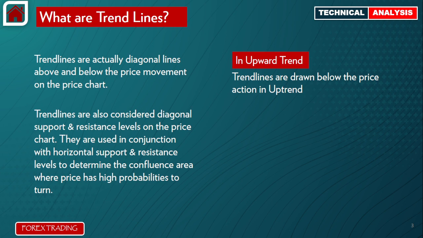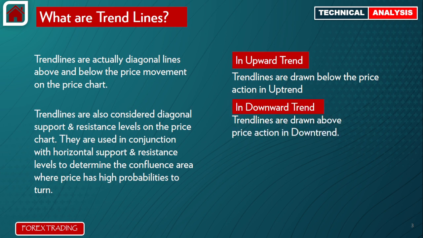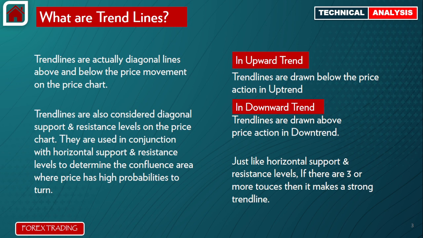So upward trend lines are drawn below the price action in an uptrend, and in a downtrend, trend lines are drawn above the price action. Just like horizontal support and resistance levels, if there are 3 or more touches, then it makes a strong trend line.